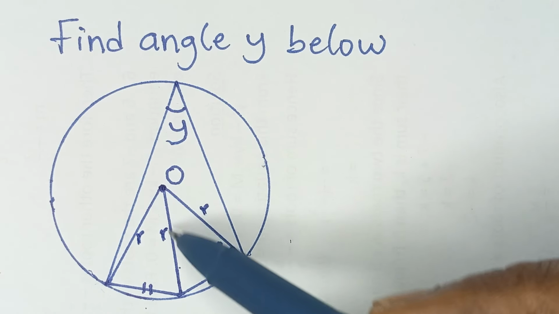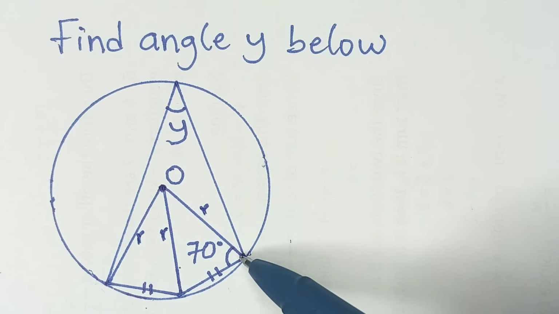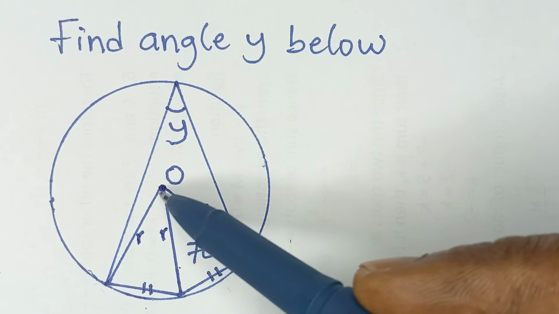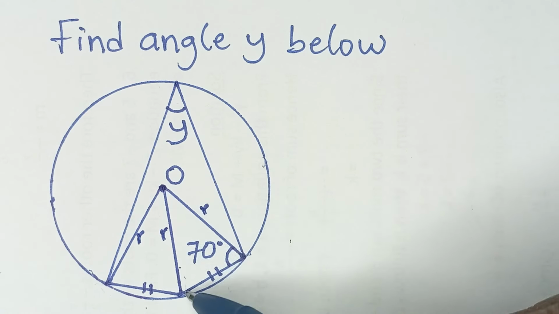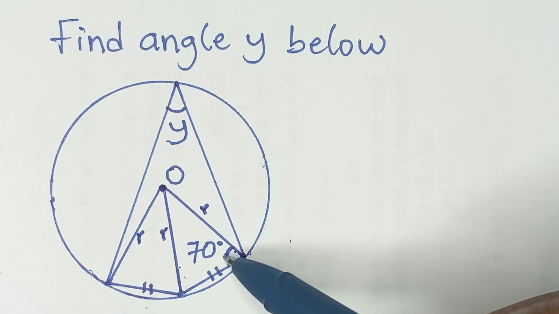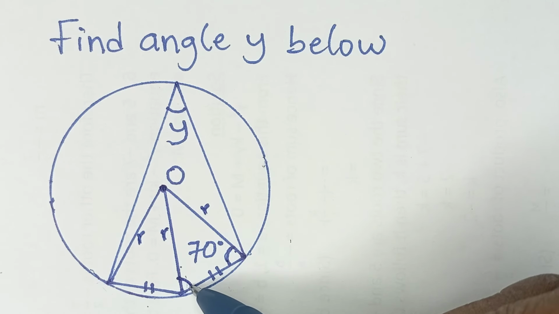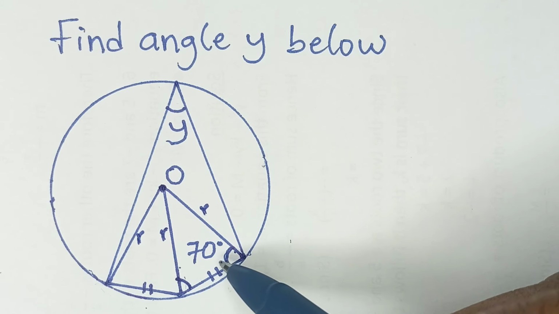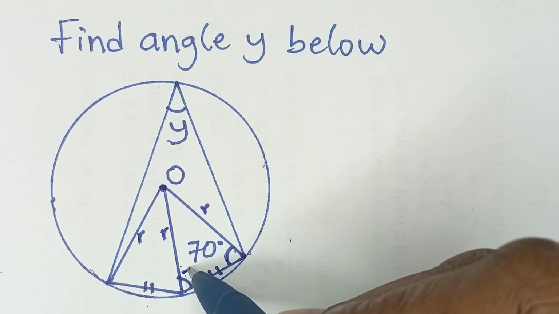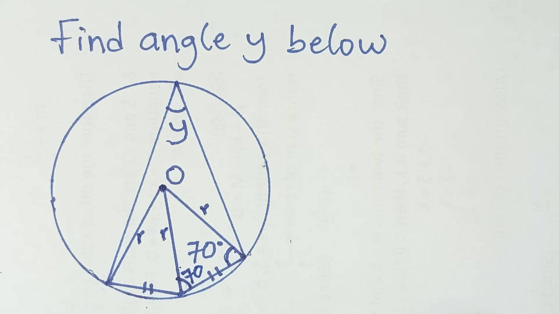Now, this tells us that this triangle is an isosceles triangle where two sides are equal. So this is an isosceles triangle. So if this is 70, it means that this side will also be 70 because the base angles of an isosceles triangle are equal. So this is also 70. So 70, 70, base angles of isosceles triangle are equal.